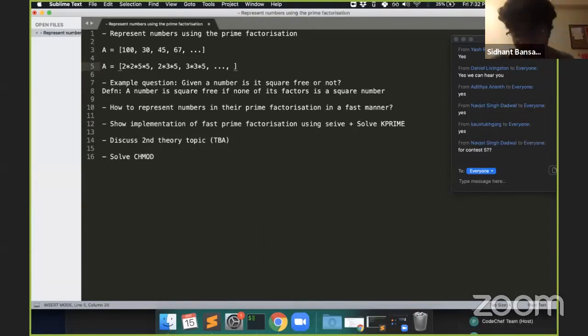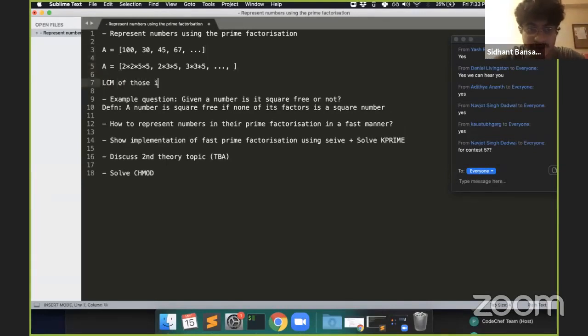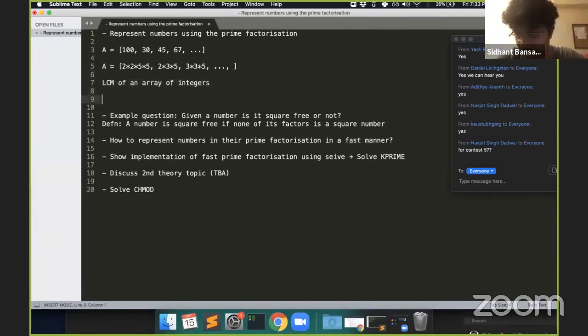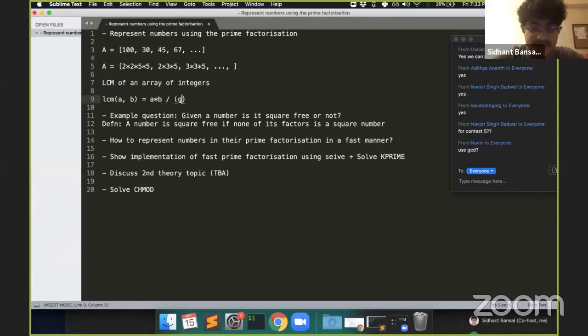Okay, let's go through some quick examples. What if I have an array of integers and I have to find the LCM of those integers? LCM of an array of integers. Does anyone have any ideas? How should we do this? One method could be, some people might have heard that LCM of A and B is equal to A times B divided by GCD of A and B.